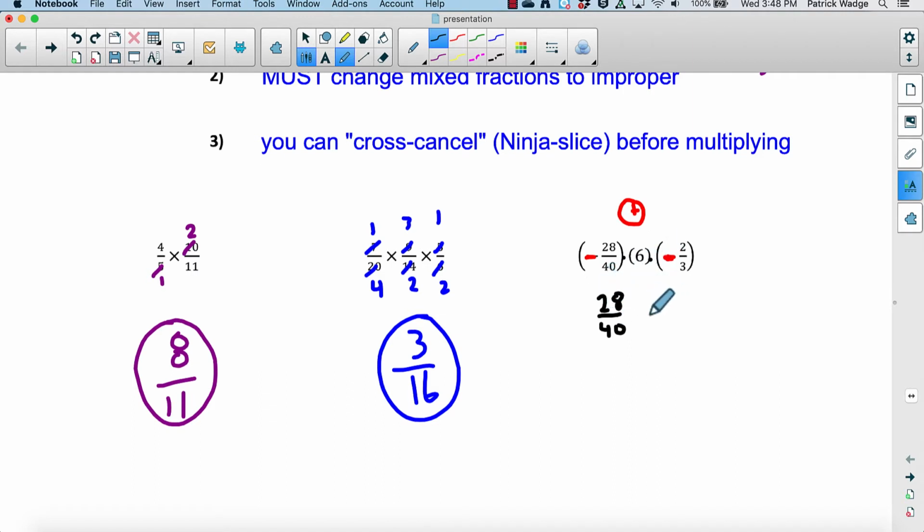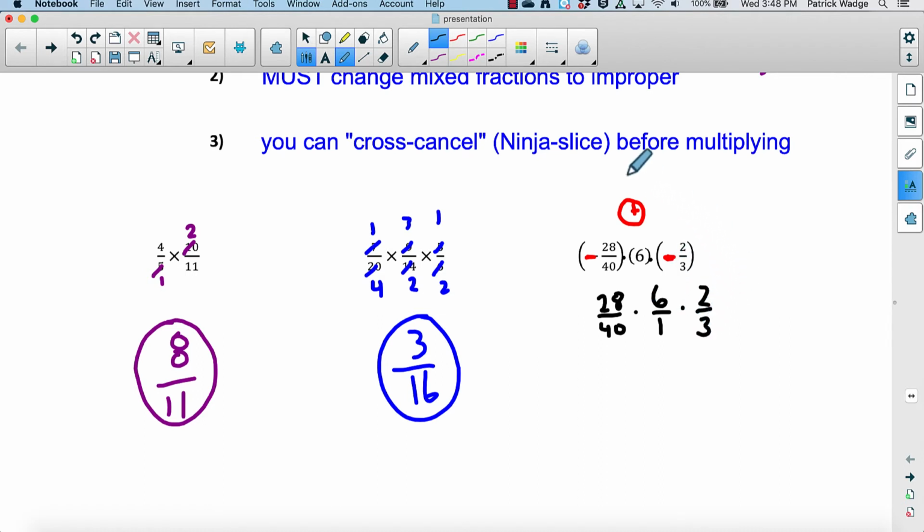So it's the first one. I'm going to use dots now. So 6. Wouldn't it be better if I wrote that as a fraction? Sure, we can do that. 6 over 1. You can put any whole number over 1. So 6 over 1 times, let's just ignore the negative, 2 over 3.